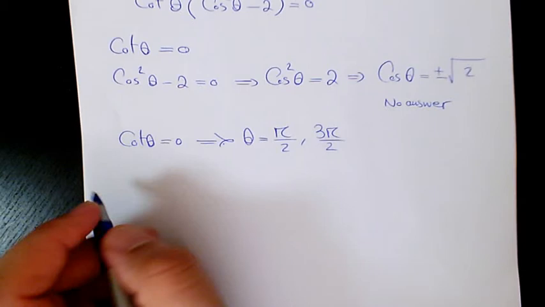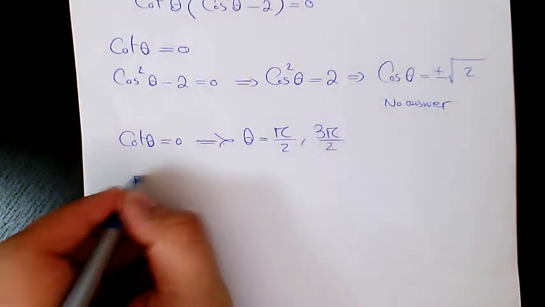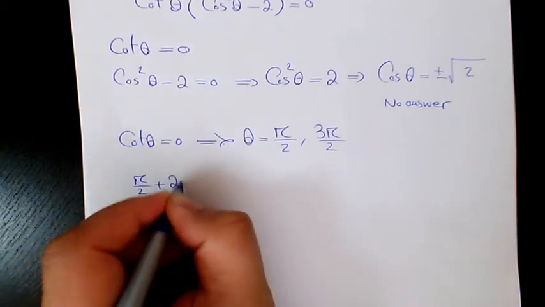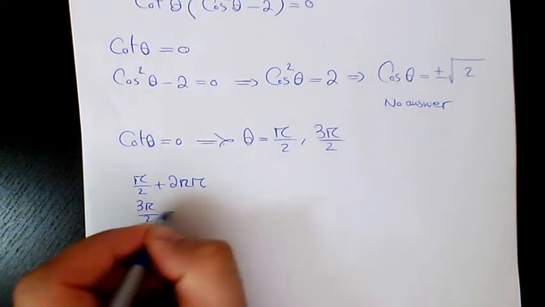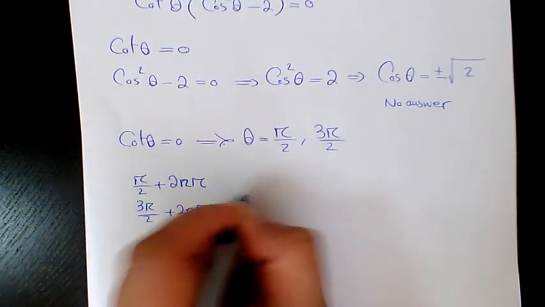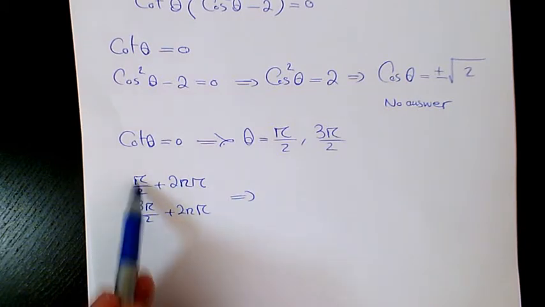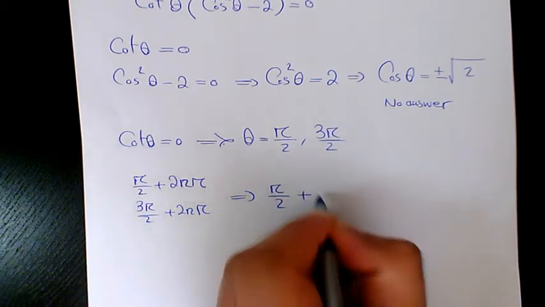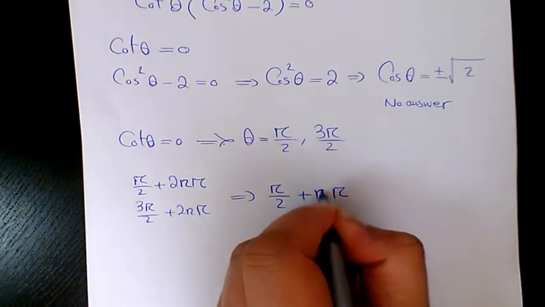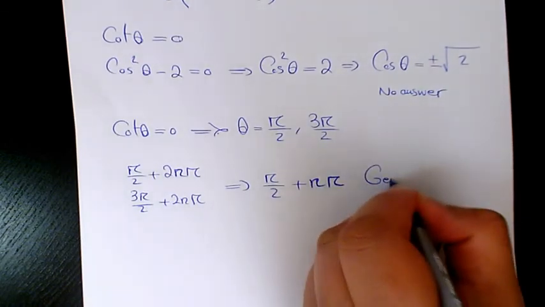If you want to find out the general solution, you're going to say pi over 2 plus 2n pi and 3 pi over 2 plus 2n pi. And then you can combine these two because 3 pi over 2 is pi over 2 plus pi. So you can say pi over 2 plus n pi, and n can be any kind of integer, positive or negative.